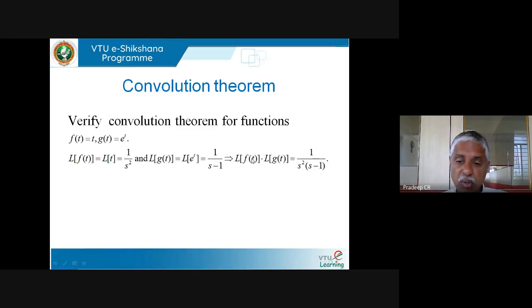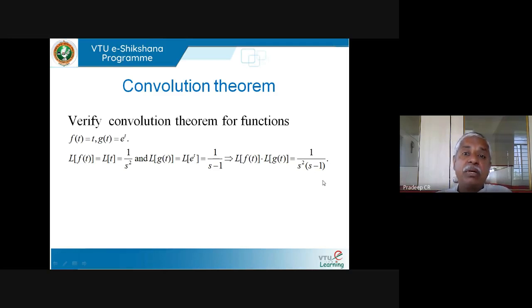Hence their product, Laplace f(t) into Laplace g(t), is 1 by s square into s minus 1. Note, I am not taking Laplace of f into g. f into g would be t e power t. Its Laplace is different. I am not saying that is related to this. In fact, what is Laplace of t into e power t? You remember, we have done this kind of thing. If you multiply by e power at, it's like shifting, taking 1 by s minus a. So Laplace of t is 1 by s square, so Laplace of e power t into t is 1 by s minus 1 whole square. That has nothing to do with Laplace of f into Laplace of g.